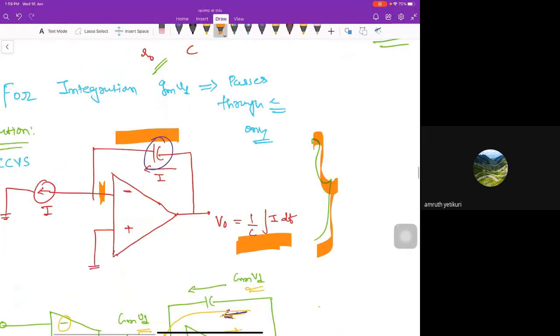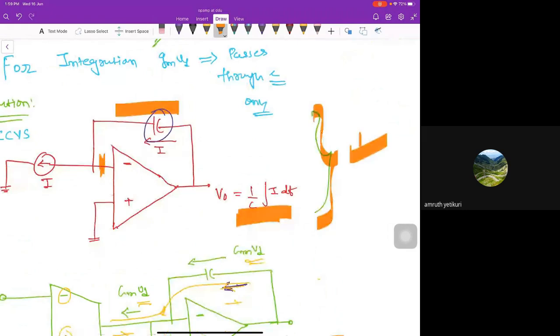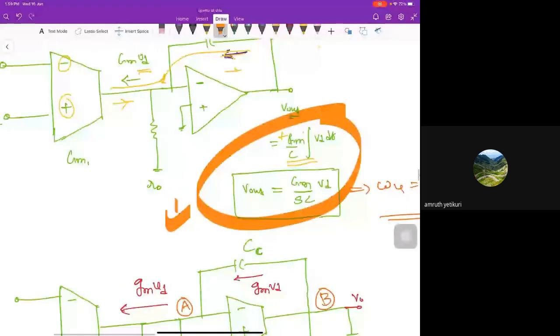This is a technique in which no current will flow through R0 because of virtual ground. So this is a technique that we have built to flow the entire current to the capacitor, and that will finally give me, Eureka, oh yes, I got it: V output is equal to gm by sC into Vd. That's why I want it, right?